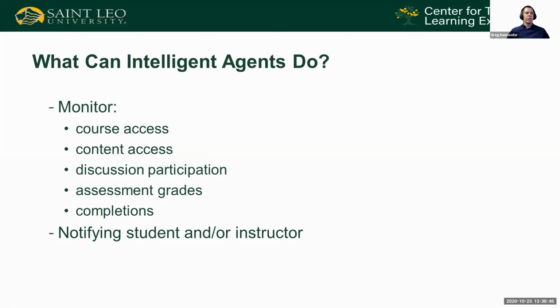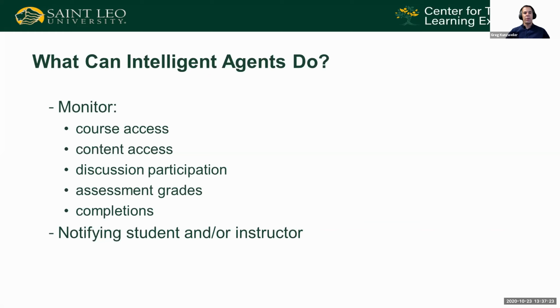What can intelligent agents do? It's really twofold. The first part is monitoring. It can help monitor course access. The example I'm going to show you in the system monitors the student's course access, whether or not they are accessing your course. If they're not, it will automatically send them an email saying, hey, you haven't logged in the last 6 or 7 days. If you want to check in and see how things are going.